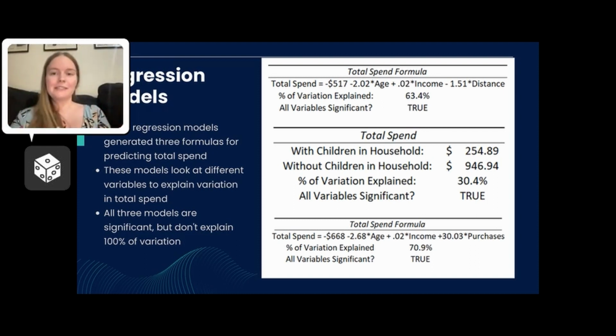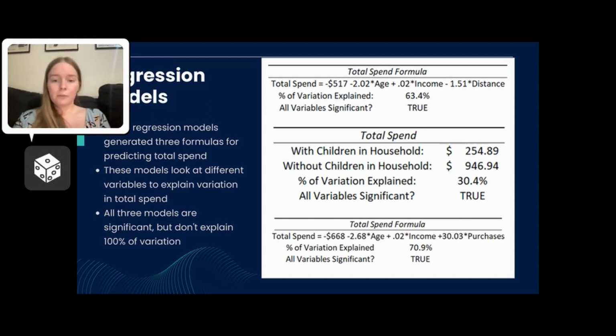All right, first and foremost, our first total spend formula had 63.4% R-squared, which is explaining about 63.4% of variation. And then we look at total spend. This one is only an R-squared of 30.4%, which isn't amazing, but all the variables are significant, as in all of our other regressions. We can also see the large difference between with children in the household, without children in the household. So even though this isn't explaining the most amount of variance, I do think it's really important information.